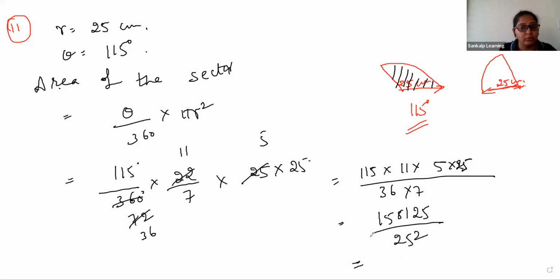And for 2 blades, we have to multiply by 2. Then we get 1254.96 centimeters square. So this is the area cleaned by both the wipers. Right? So this is your answer. Very easy, right? We'll go for the next question.